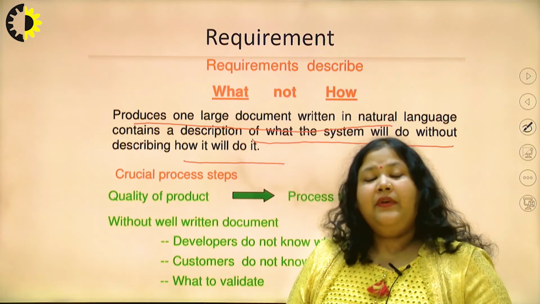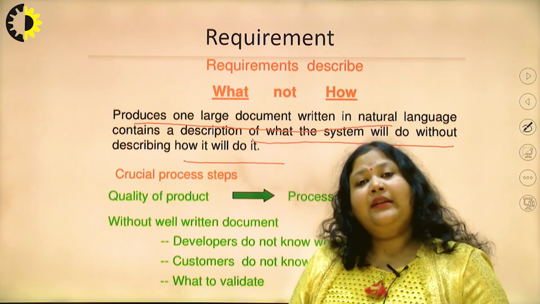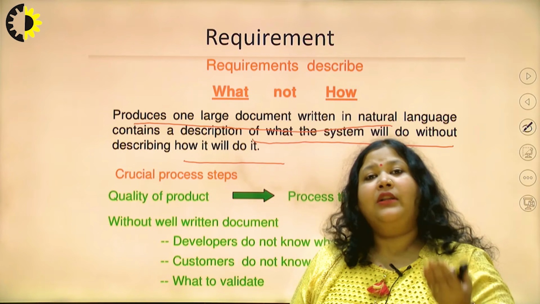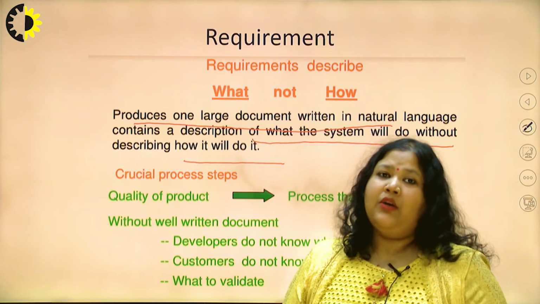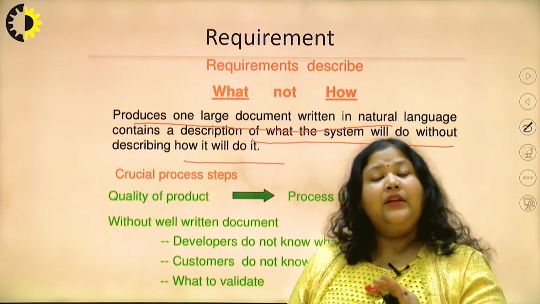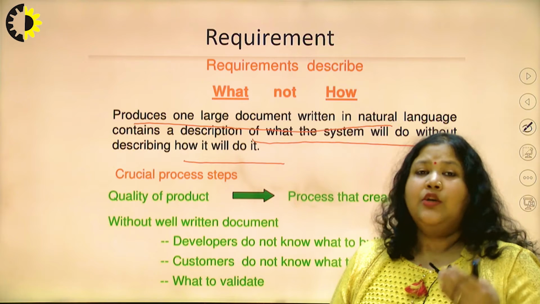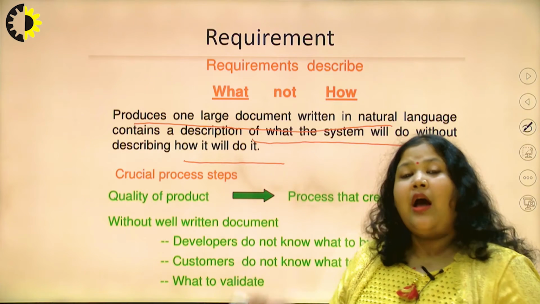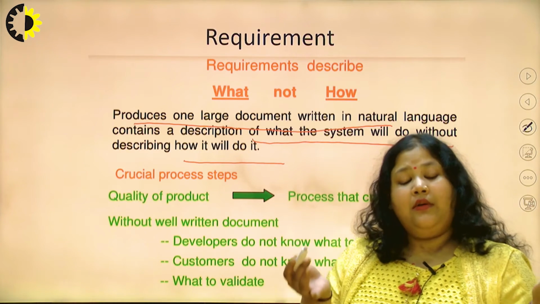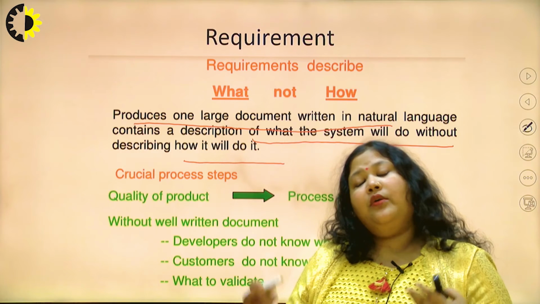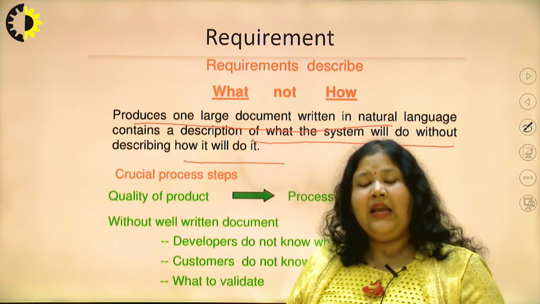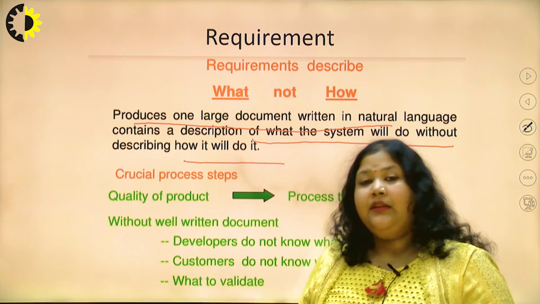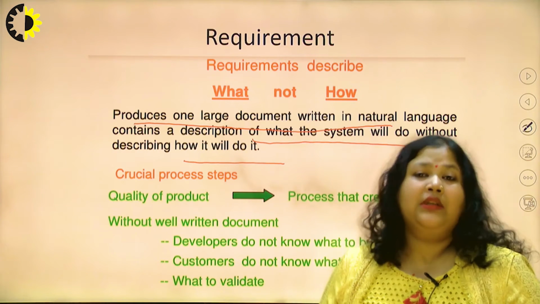When we have to collect the requirements for a system, that is totally dependent on what the system will do, not describing how it will be done. So we have to focus only on what the requirements of that particular system are, and how we have to achieve the goal by explaining these requirements. So it is totally focused on what the system will do, not going into the internal part of the system, that is, how the system will be done.